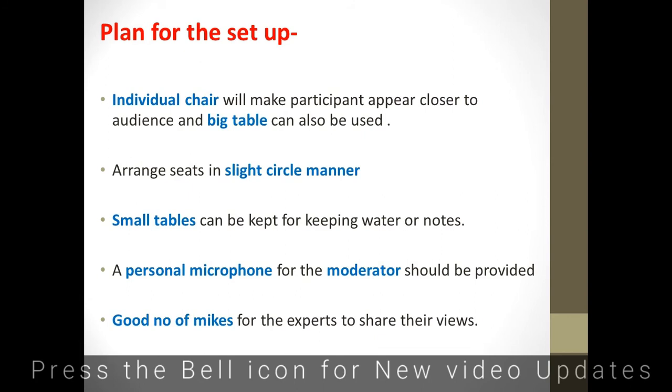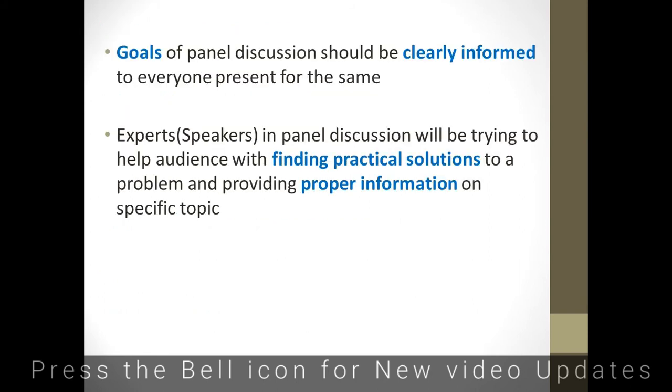At the same time, they can look at the audience as well. Apart from the chairs or a big table, you can keep a small table, so you can keep a water bottle for the speakers, and if they want to keep notes or other belongings, they can keep them on the small table. Remember, a personal microphone has to be provided to the moderator. Throughout the discussion, every few minutes, they can continuously give feedback and see to it that the program is on track. Apart from this, a good number of mics can be provided to all the speakers to express their views.